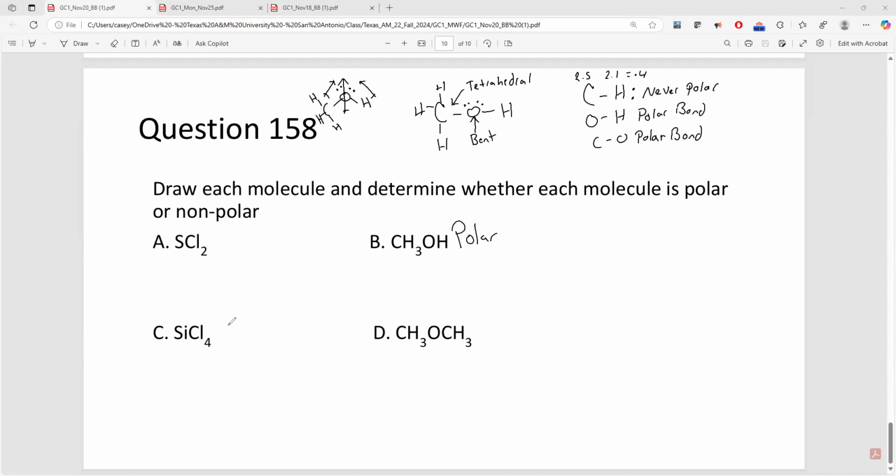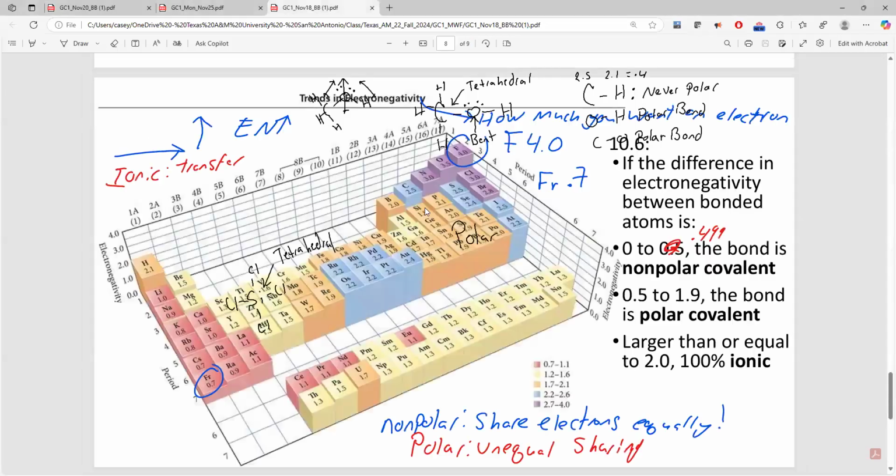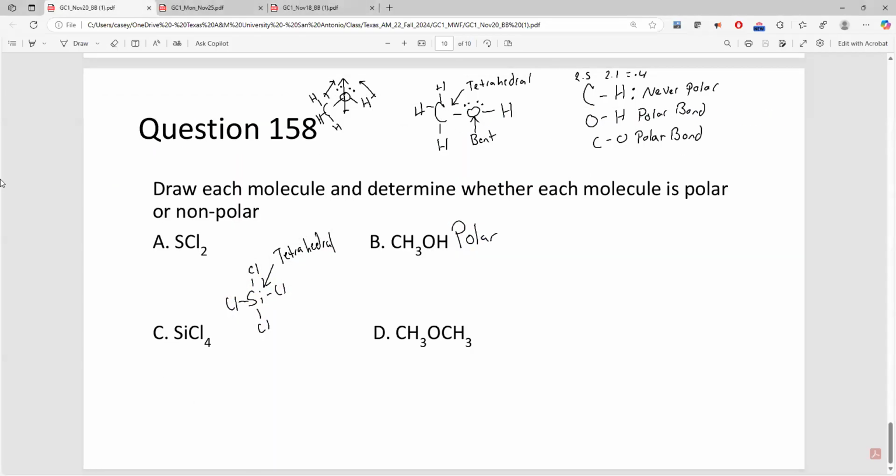Let's do SiCl4, silicon with four chlorines. So again, this is tetrahedral. We've got to see if the silicon to chlorine bond is polar. So we go back to our electronegativities. Silicon is 1.8, chlorine 3.0. That is polar. 3 minus 1.8 is 1.2. So that's a polar bond.